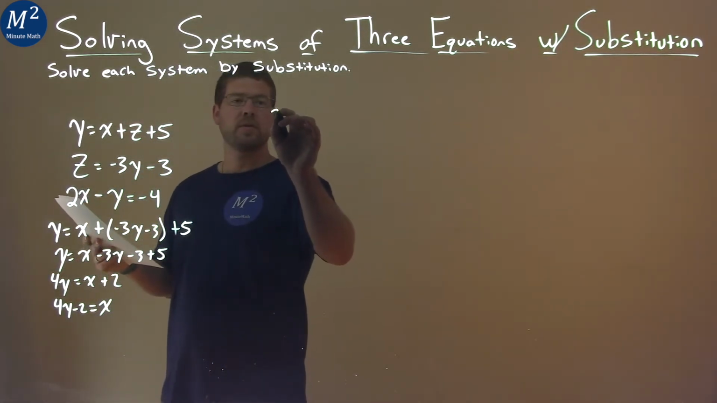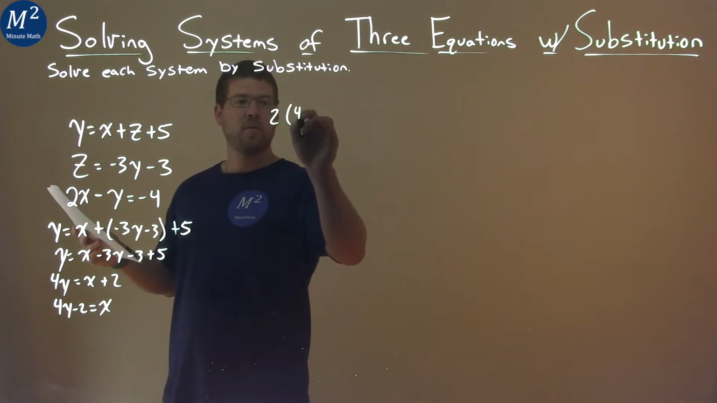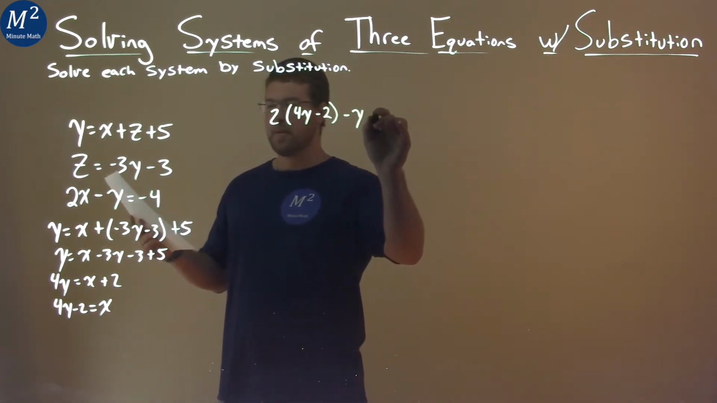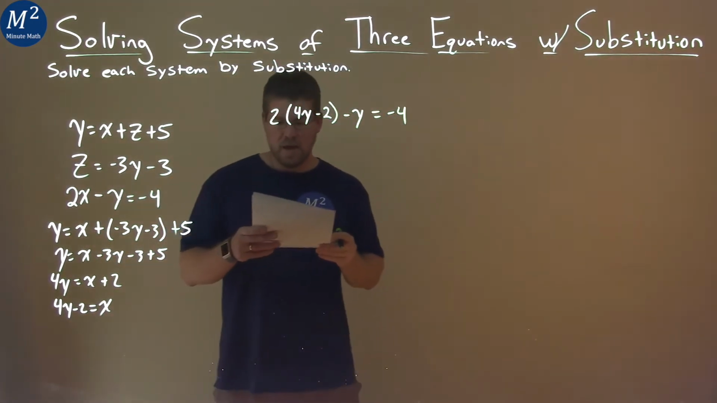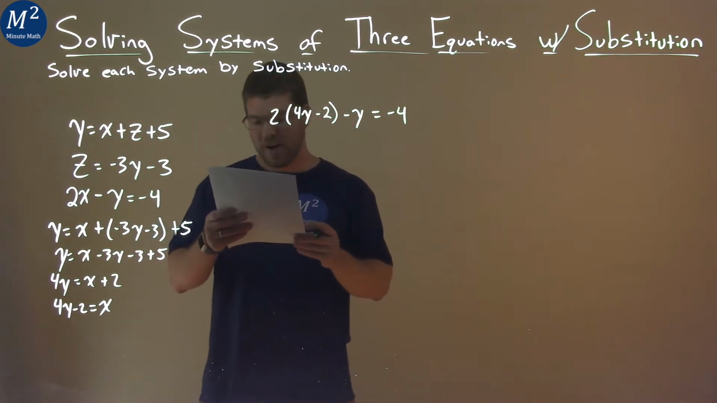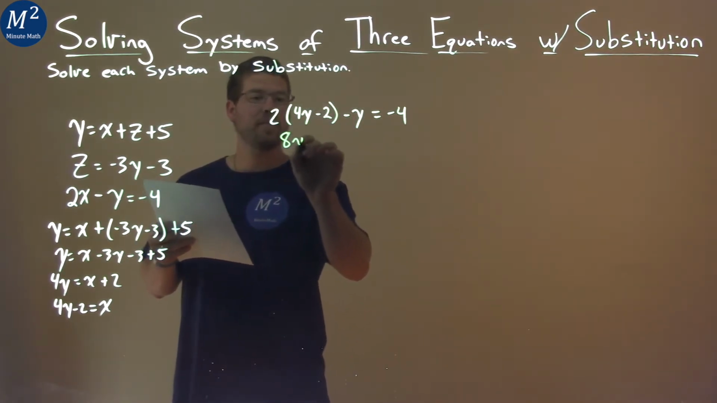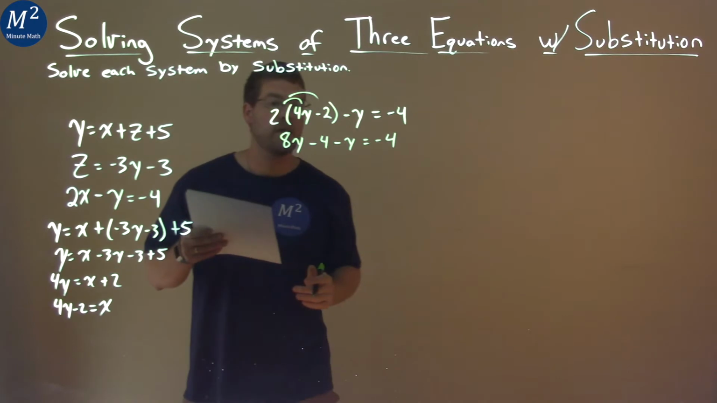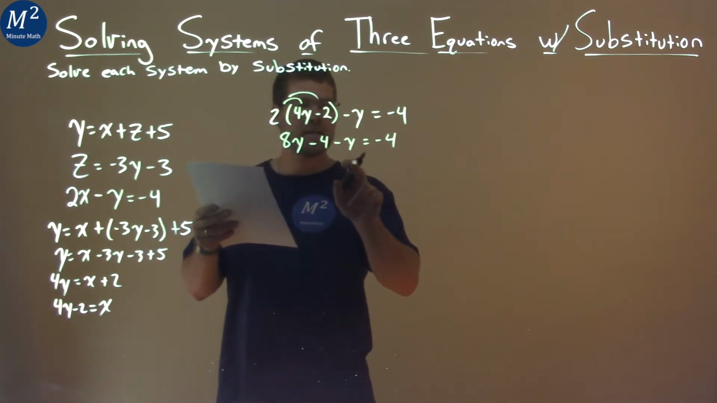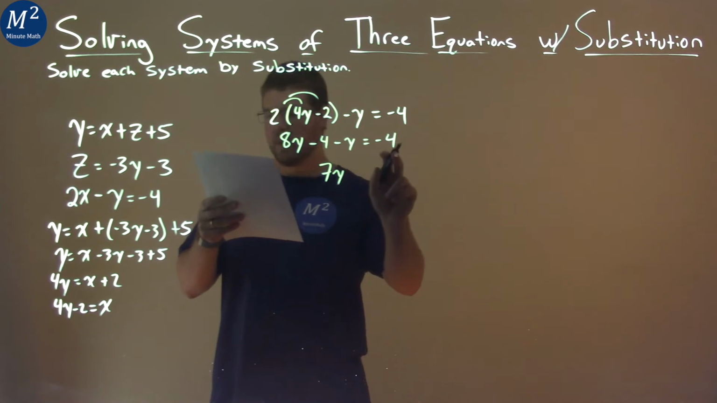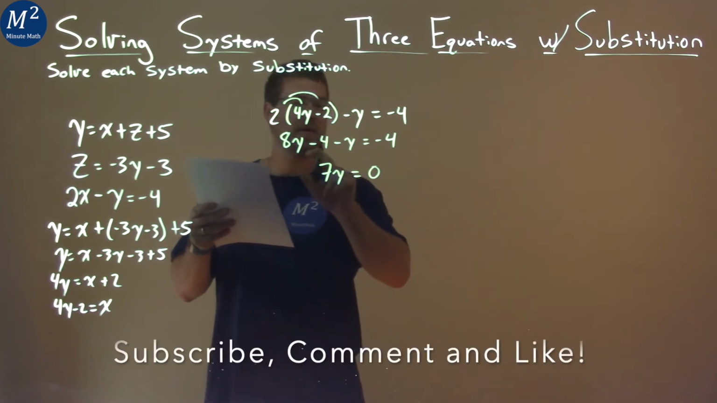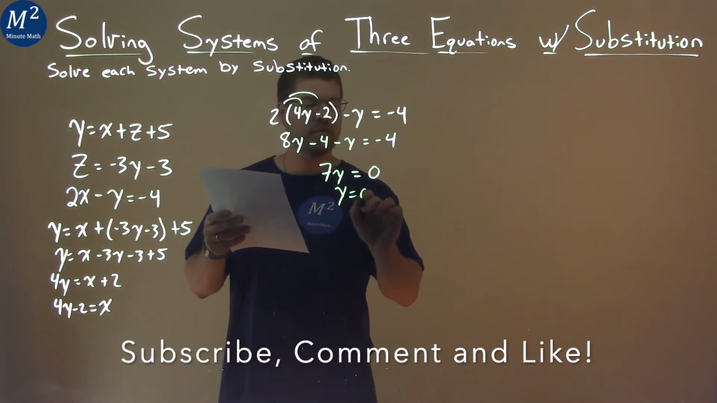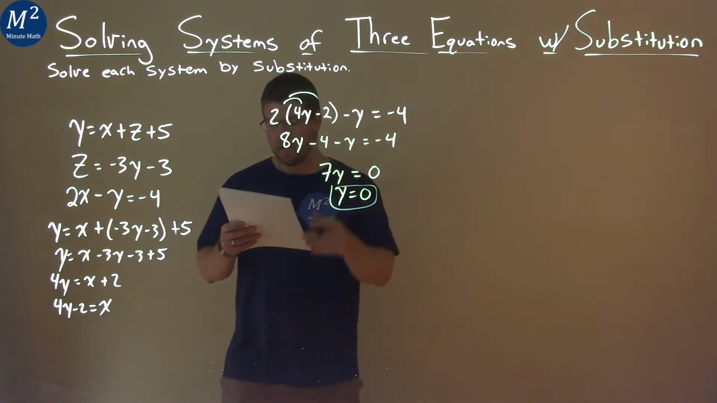So the third equation, 2, and instead of x, I'm putting in the 4y minus 2 that we just found. Then we have minus y equals negative 4. And now I want to solve for y. Distribute the 2 to both parts, and we have 8y minus 4 minus y equals negative 4. Combine like terms. 8y minus y is 7y. We add a 4 to both sides, and that equals 0. Divide both sides by 7, and y equals 0. That's always nice. So we have y equals 0 here.